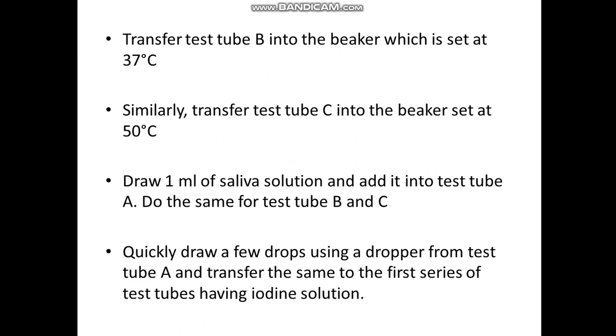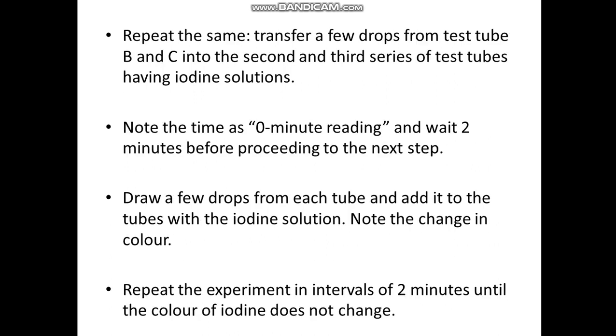And quickly draw a few drops using a dropper from test tube A. We need to withdraw a few drops from test tube A and transfer them to the first series of test tubes having iodine solution. We have 3 series of test tubes containing iodine solution. In the first series we add from test tube A, and repeat the same for B and C. Also we have to do the same for the second series of test tubes. We add a few drops from B, and in the third series of test tubes we add a few drops from C, where all the series of test tubes contain iodine solution.